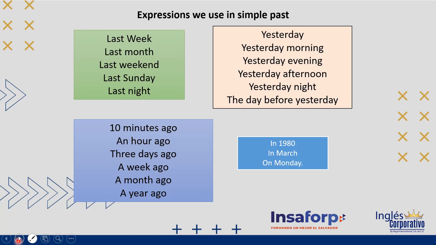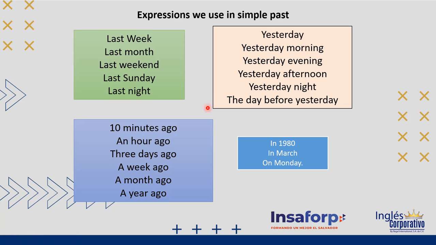What's the meaning of that sentence? I bought a car last year. Yo compré un carro when? What is last year? Un año. Okay, very good. Hace un año. O el año pasado. Then you can say last month, el mes pasado, last weekend, el fin de semana pasado, last Sunday, el domingo pasado, o last night, anoche.